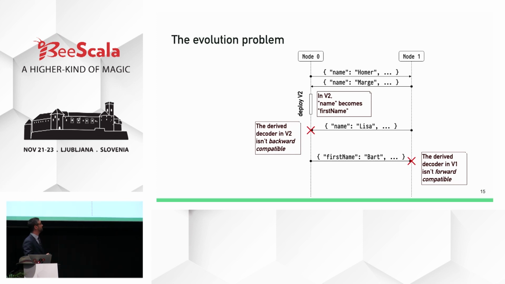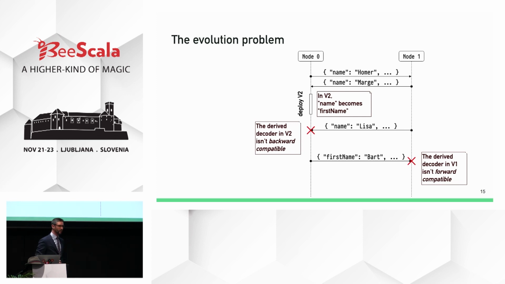So now the node 0, when it receives a message from node 1, it cannot understand it anymore because the node 1 is still on version 1, and so it sends messages with the field called name. That's a backward compatibility problem. Our new version is not backward compatible.